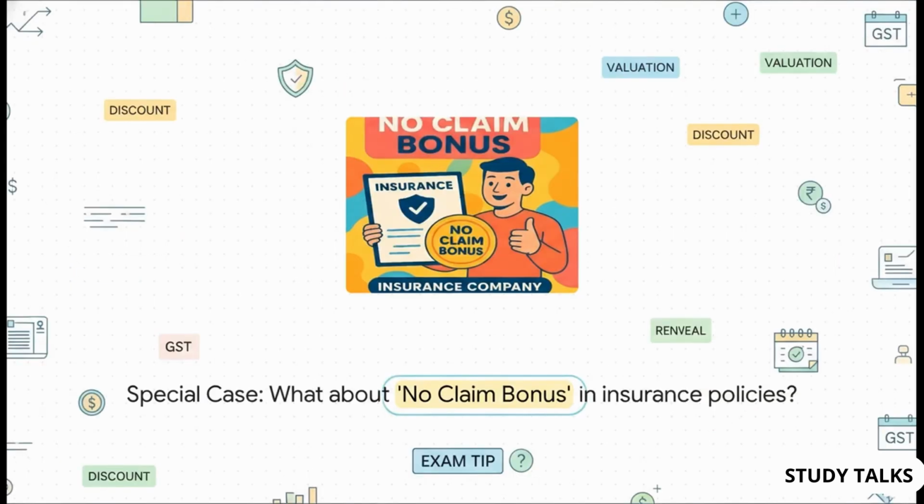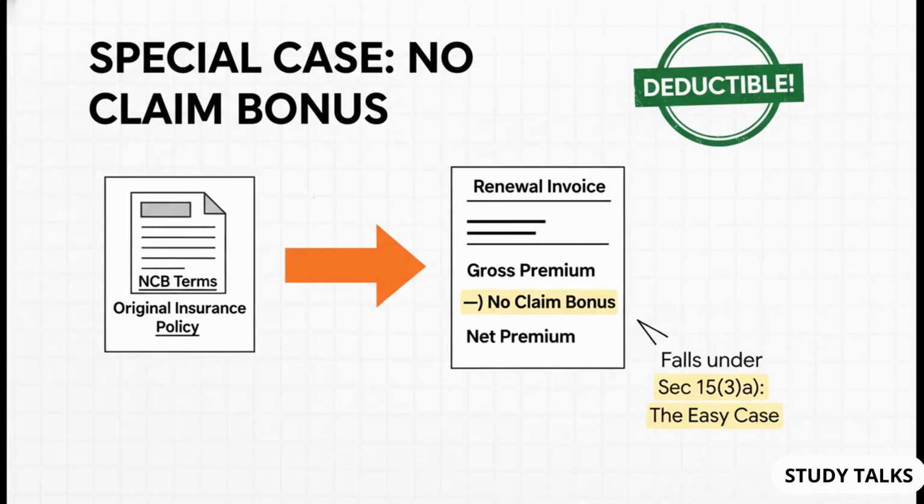All right, now for a special case that's been clarified and is a great potential exam question, the no claim bonus, or NCB, you get on your insurance renewal. How does this fit into our rules? So, is NCB deductible? The good news is, yes, it is. And you know why? Because it actually falls back into our easy case.